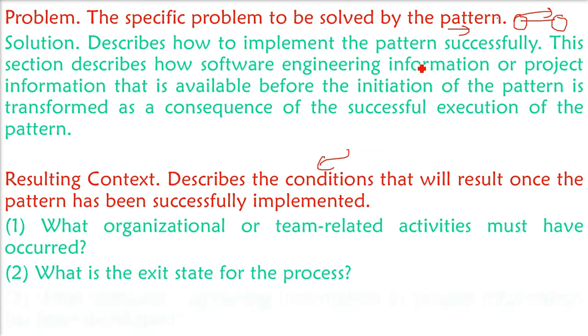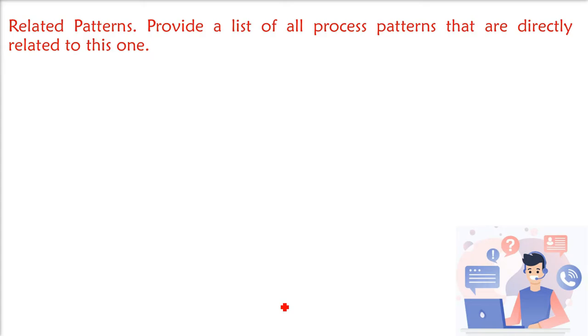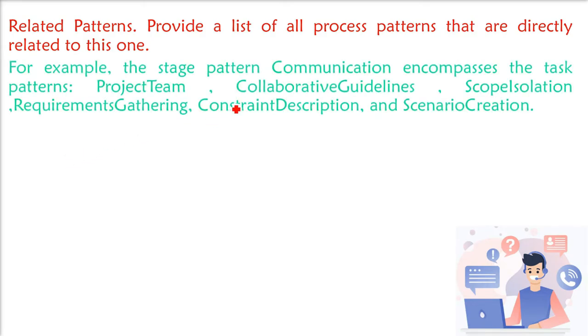Entry talked about the entry state. What is the exit state now for the process? And what software engineering information or project information has already been developed? This will be the resulting context. Coming to the related pattern, this will have the list of all the process patterns which are directly related to what pattern you are making.